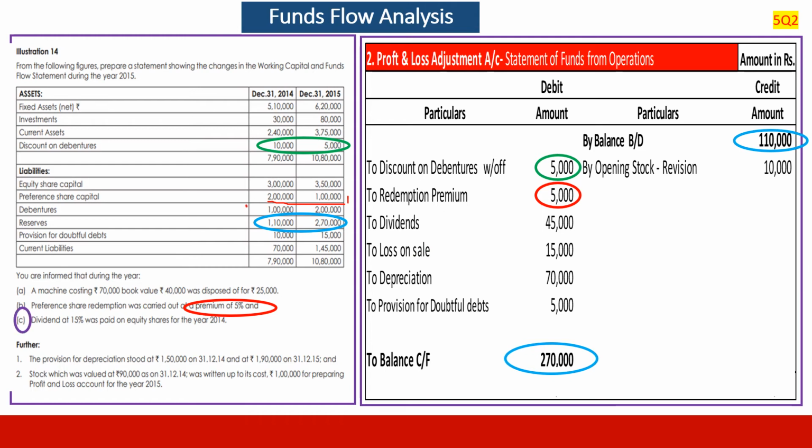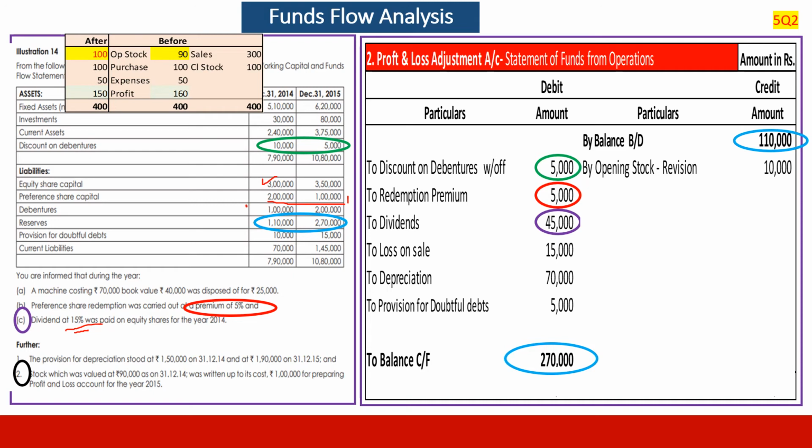Then dividend proposed is 15%. Normally 15%, unless they indicate it as pro rata with date-wise details, dividend is always calculated on the opening balance of 3 lakhs. It is 45,000. Payment will be made in funds flow.